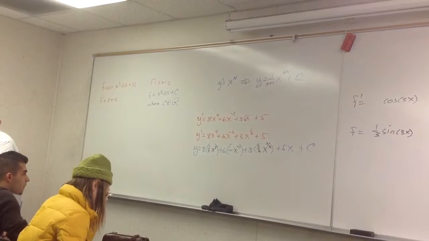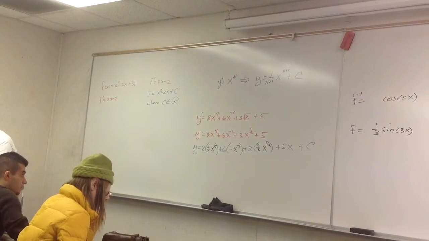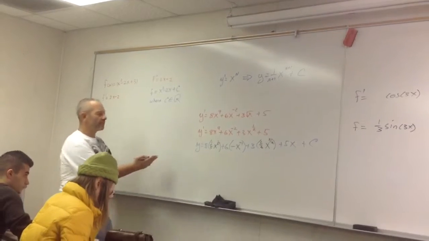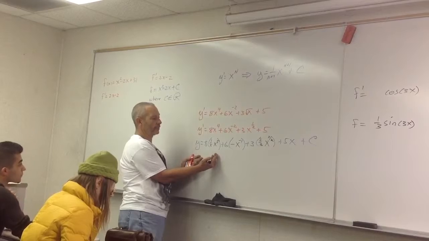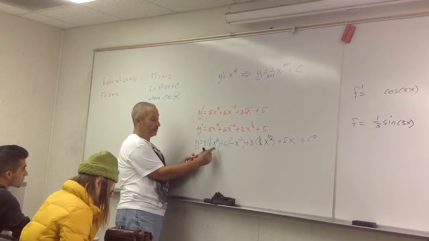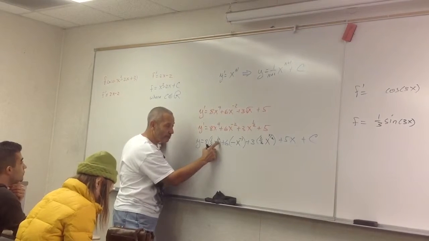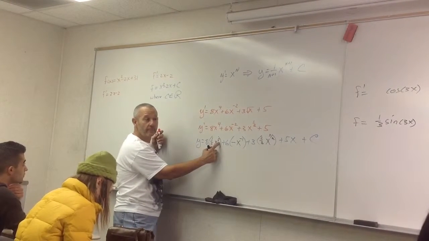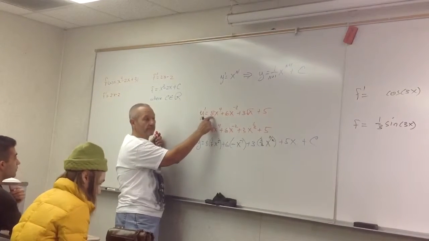How can you convince yourself that that's correct? Take the derivative. If I take the derivative here, what will I get? 8x to the 4. If I take the derivative here, what happens when I bring down the 5? 1 over 5 cancels. I get 8x to the 4.